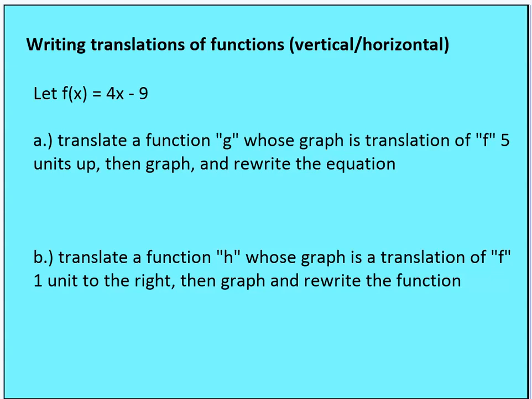All right, so these are some of the classwork problems that I'm going to show to you. And so I want to translate a function g. So this is going to be a translated function of f of x, whose graph is a translation of f, 5 units up, and then I'm going to graph and rewrite the equation, that's a. And then I'm going to translate the function h, whose graph is a translation of f, 1 unit to the right. Then I'm going to graph and rewrite the function. So similar performance that we did in the prior 2 examples, 1 vertical and 1 horizontal. All right, so here we go.